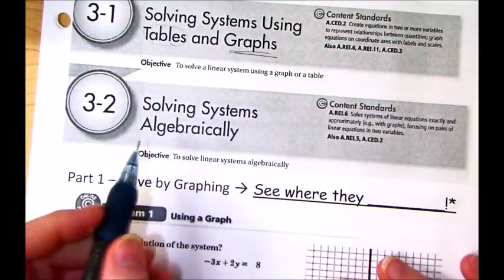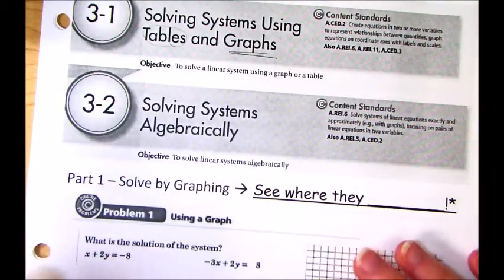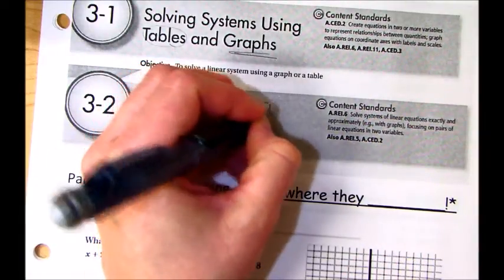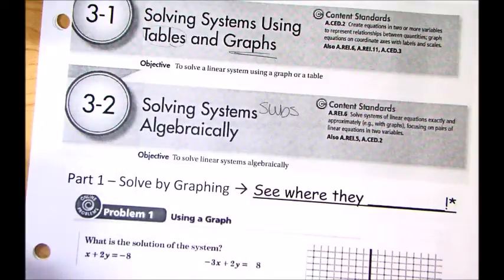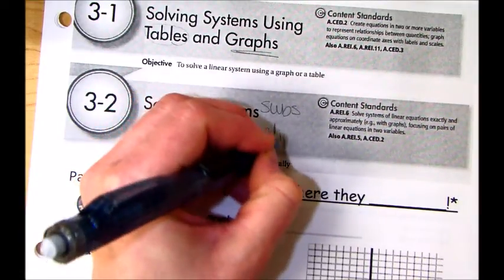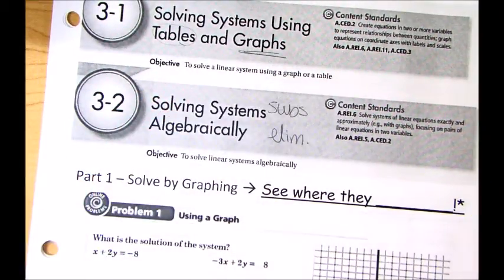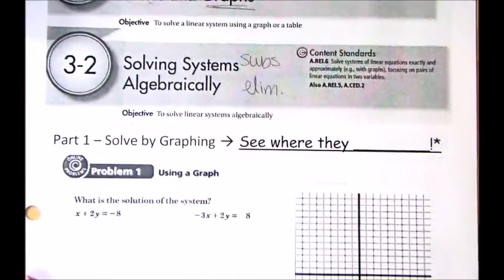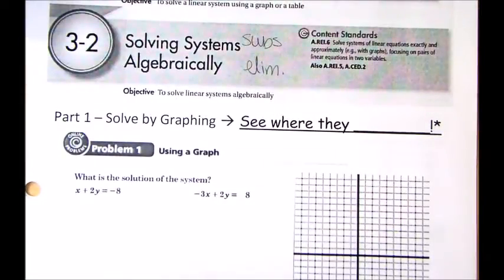We're going to focus on two other things in 3-2. So we're going to focus on graphing, and then we're going to focus on substitution to solve equations and elimination. Okay, we're going to focus on those three things primarily today. So let's talk about how to solve a system. Now, a system means that you have two variables and two equations, or three variables and three equations. That's what a system is, and then you solve for all the variables.